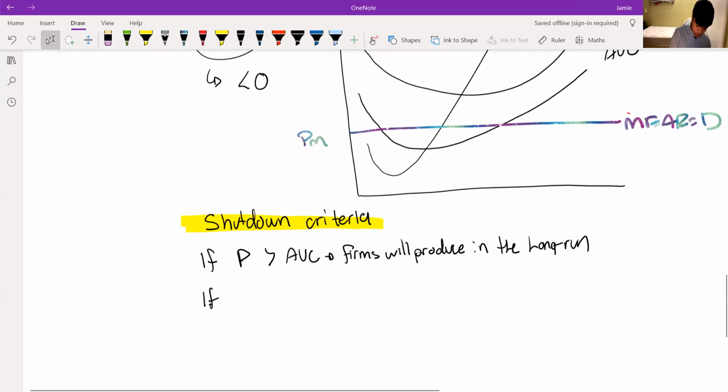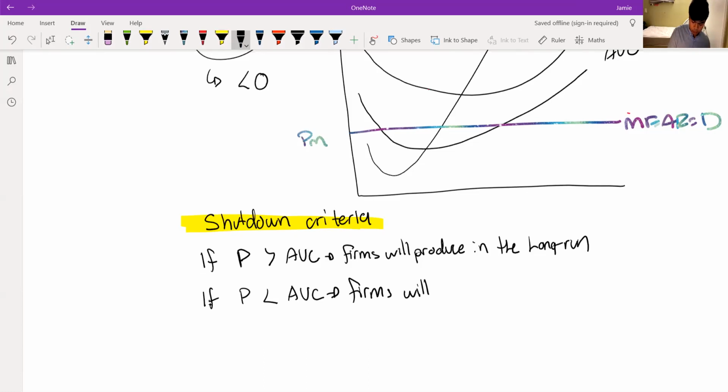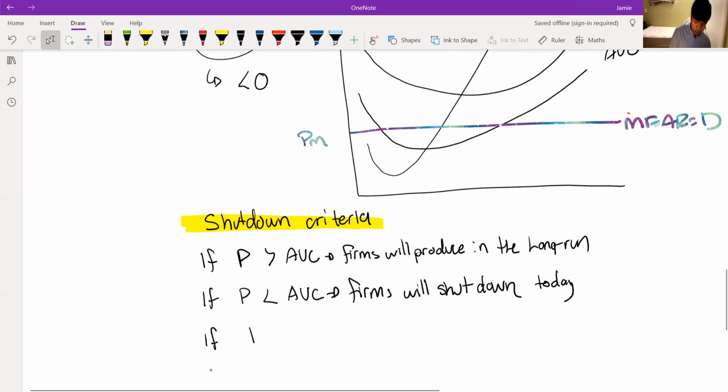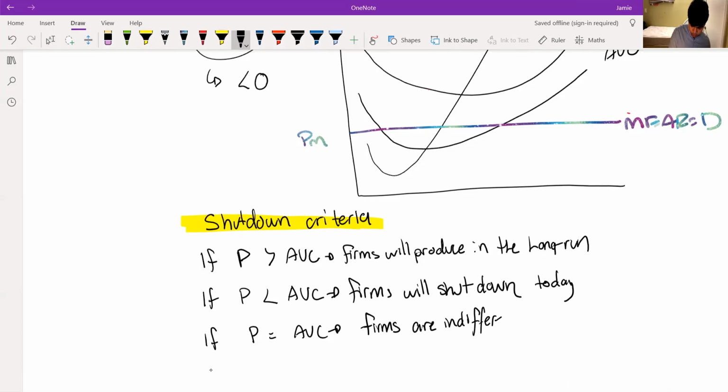If price is less than average variable cost, firms will shut down today. If price is equal to AVC, firms are indifferent, so indifferent to shutting down. So we've got three conditions here. What do I mean by price greater than AVC, price less than AVC?